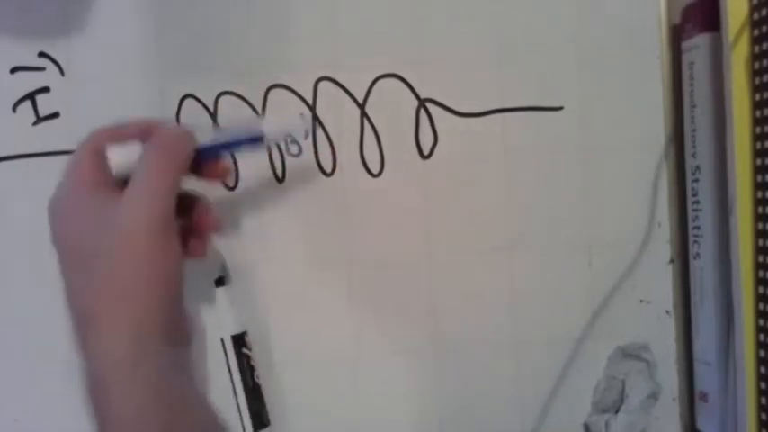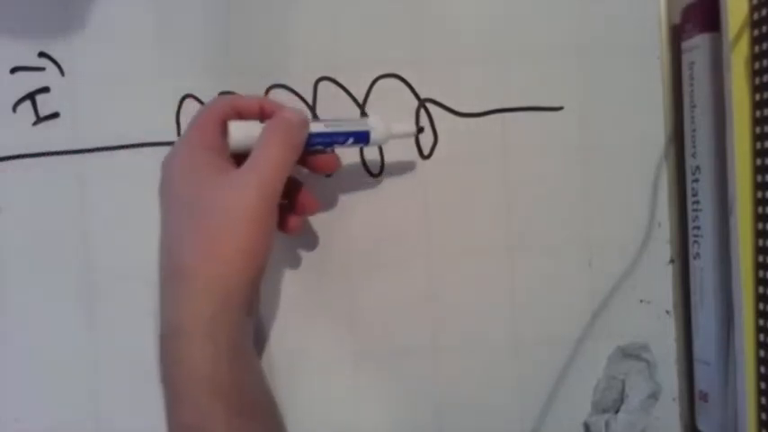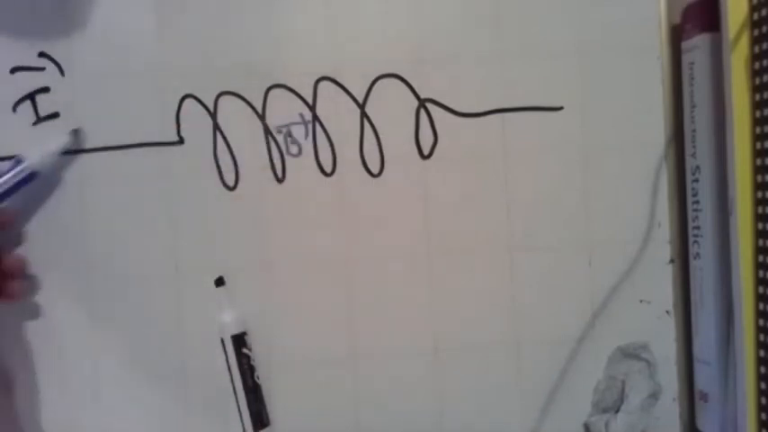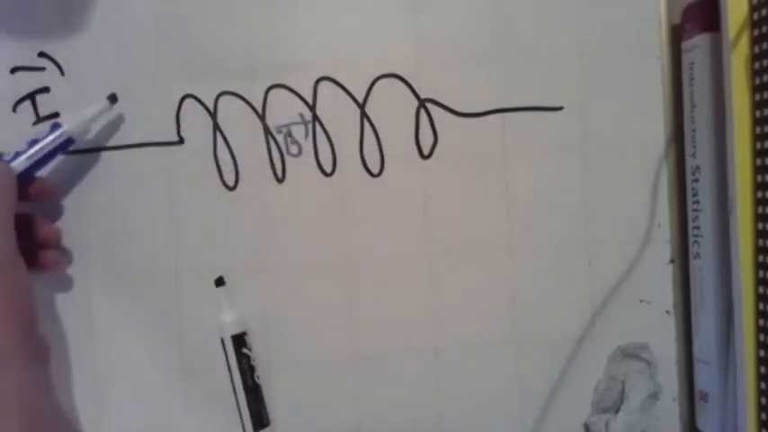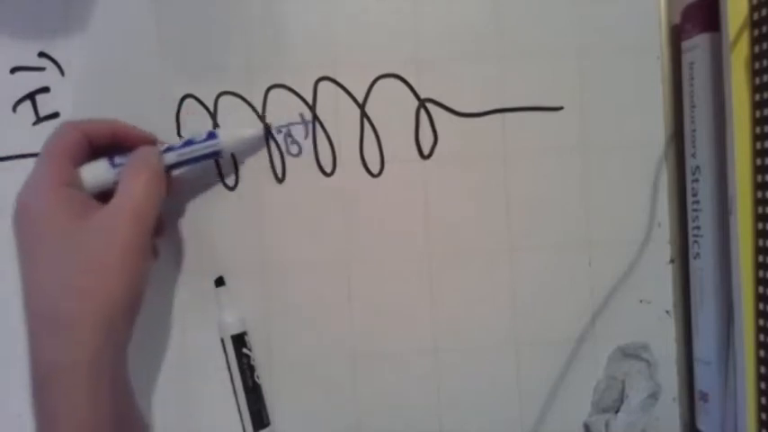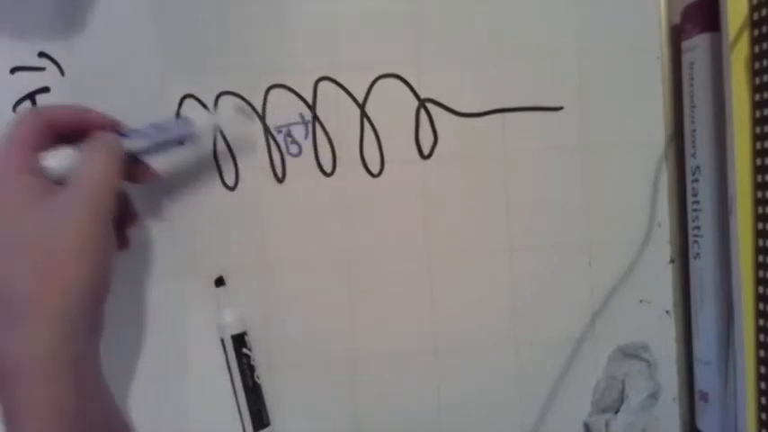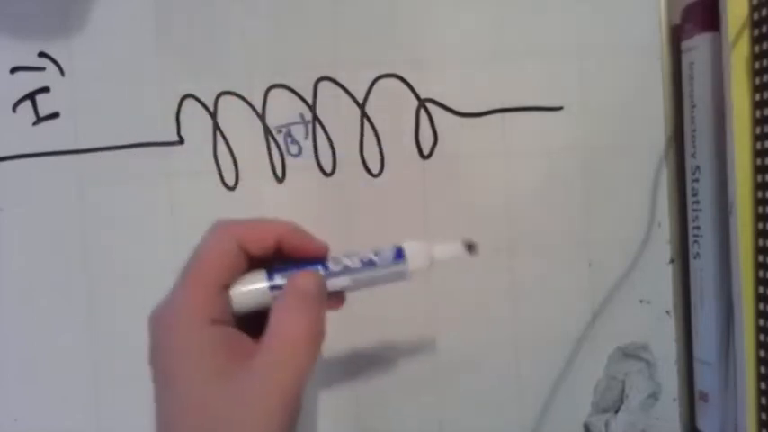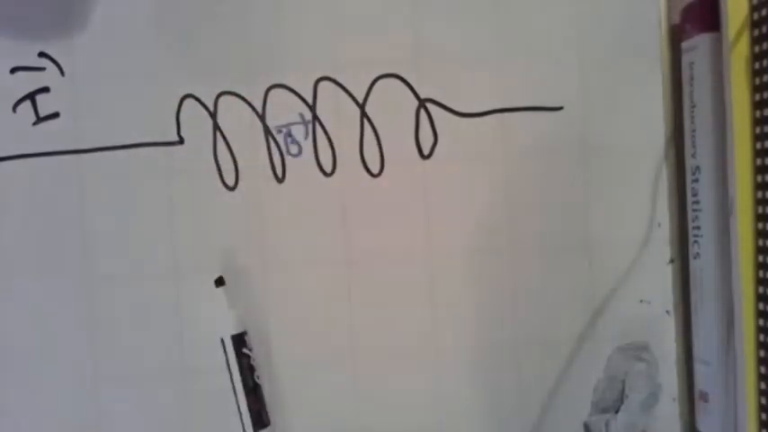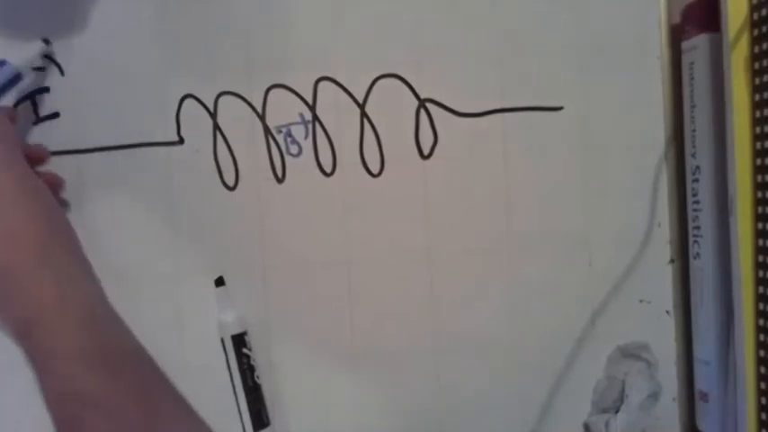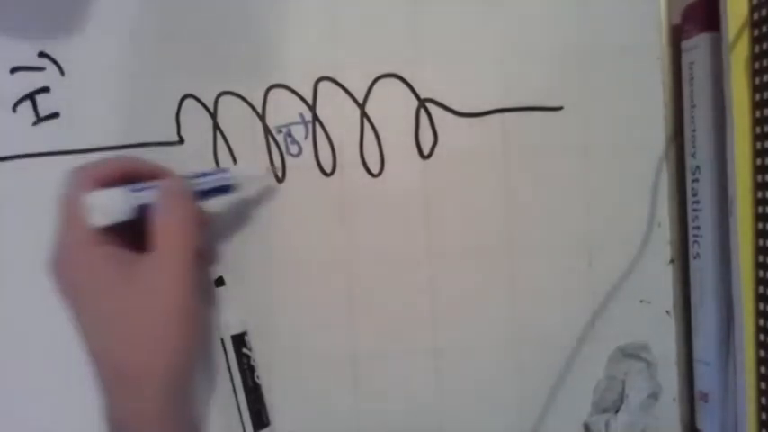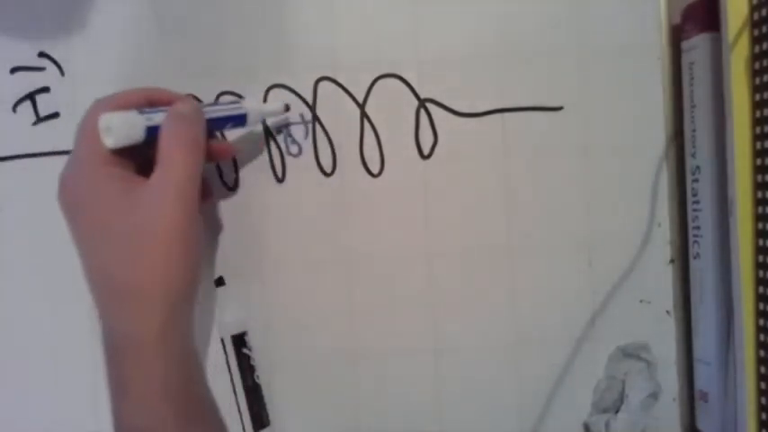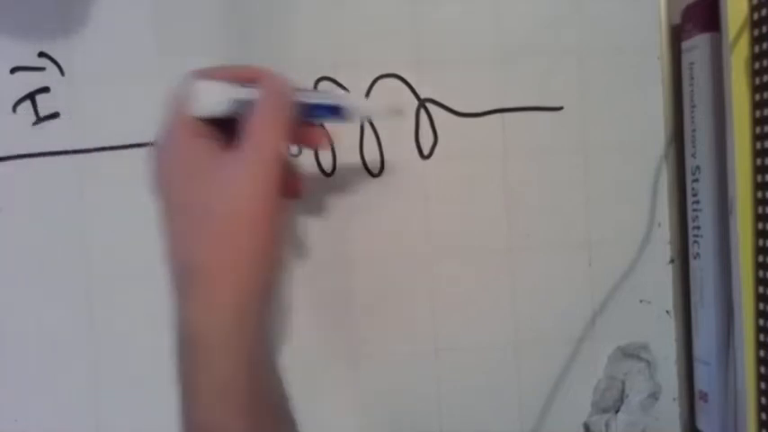Inside those loops, we get a magnetic field. If that current is changing, then I'll have a changing magnetic field in these loops. Changing magnetic fields create new currents. So by allowing I to change here, we can create new currents here in these loops.